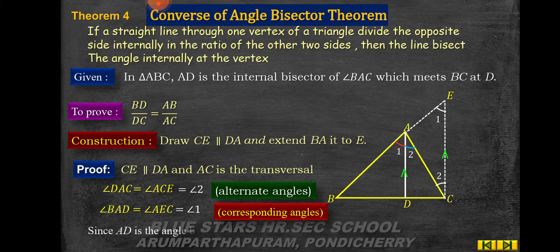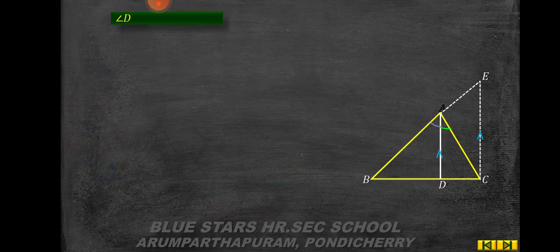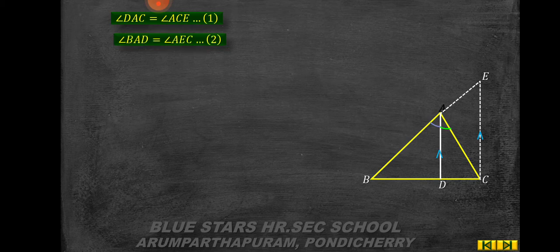Since AD is the angle bisector of angle A, angle BAD is equal to angle DAC. Therefore, angle DAC is equal to angle ACE, which is your equation number 1, and angle BAD is equal to angle AEC, which is equation number 2. Angle BAD is equal to angle DAC, which is equation number 3. Angle ACE is equal to angle AEC.